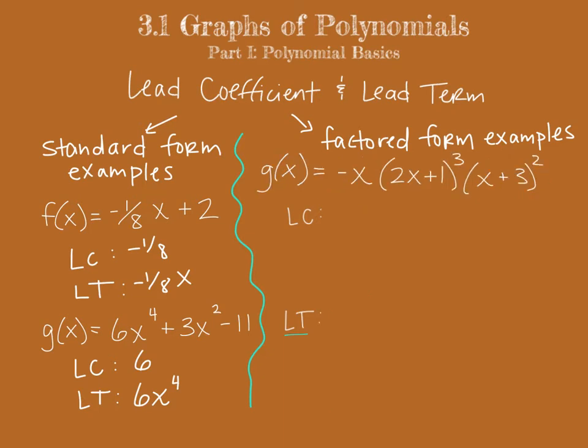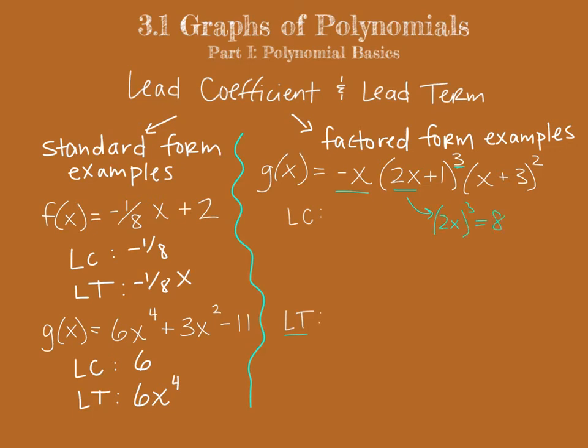In this next example, g of x, we again have a factored form of a polynomial with 3 distinct factors. Let's first find our leading term by multiplying all 3 leading terms together. So our 3 leading terms are going to be -1x. Then this one is going to be 2x cubed. So the leading term there is 2x, but it gets cubed.